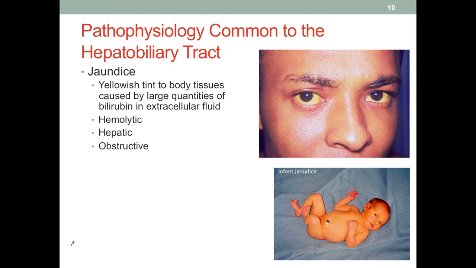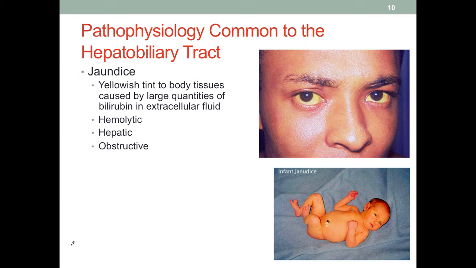One common condition of the hepatobiliary tract is jaundice. Jaundice is caused by extra amounts of bilirubin in the extracellular fluid. Bilirubin is a product of the catabolism of the heme structure. Since hemoglobin contains the heme structure, bilirubin is closely associated with how much hemoglobin is being broken down in the body. When people have jaundice, their body tissue will usually have a yellowish tint.